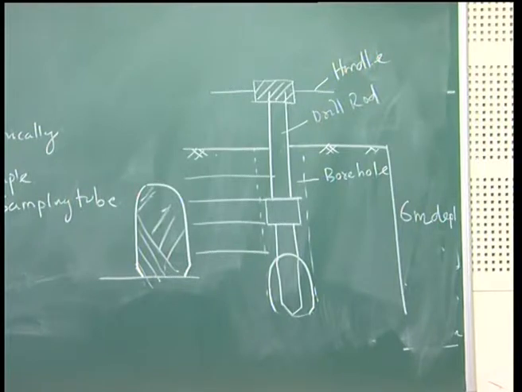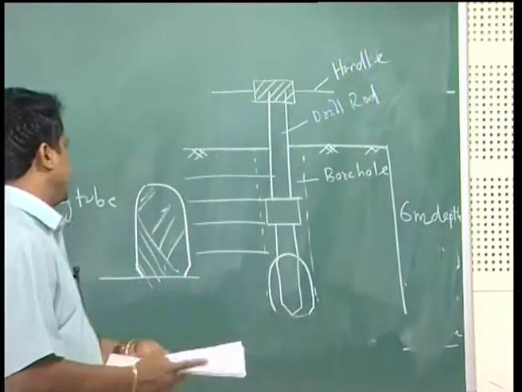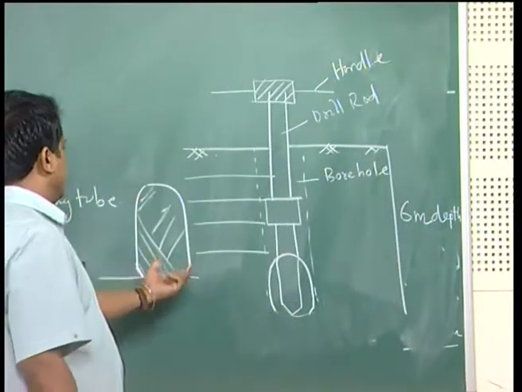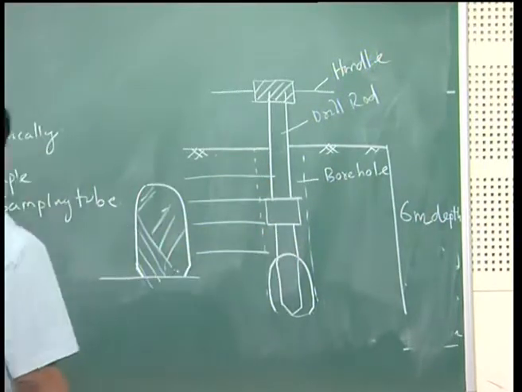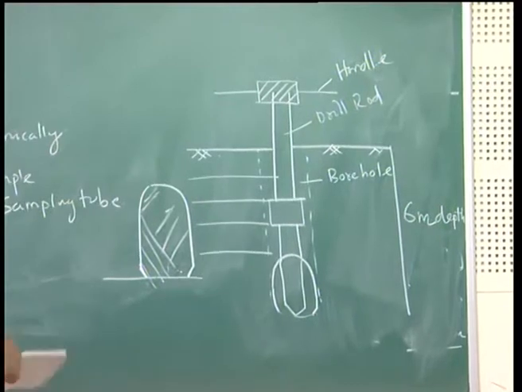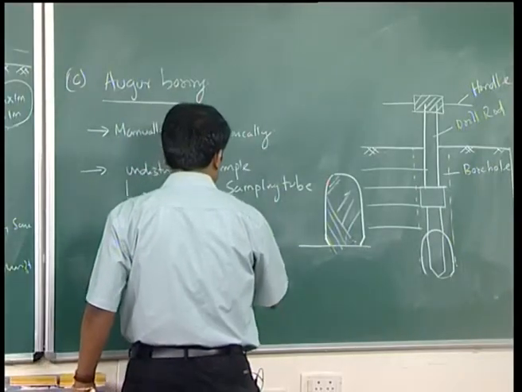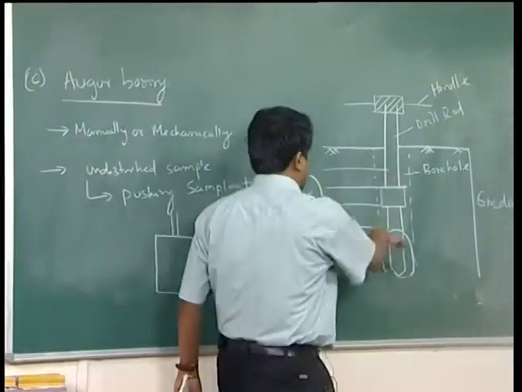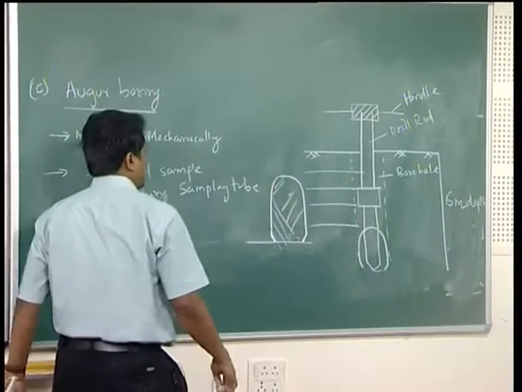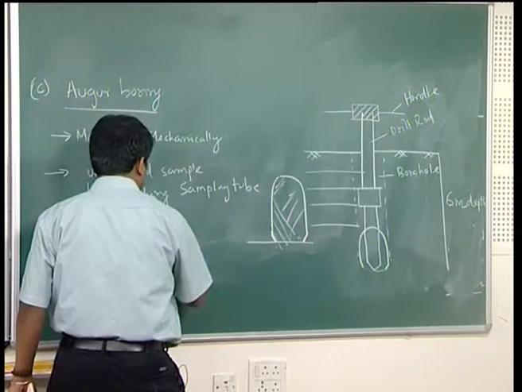Once boring has been made, this auger is detached from the drill shaft, then the sampling tube is connected with this drill shaft, so that it can be pushed inside the soil below the 6 meter. So, you will collect an undisturbed sample.